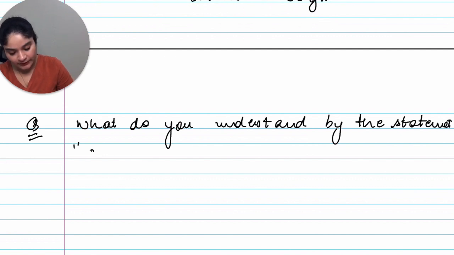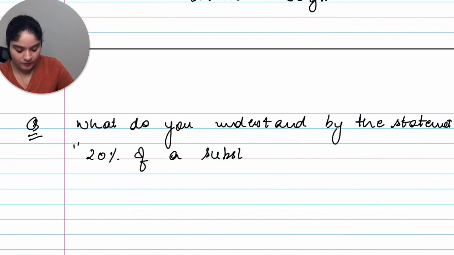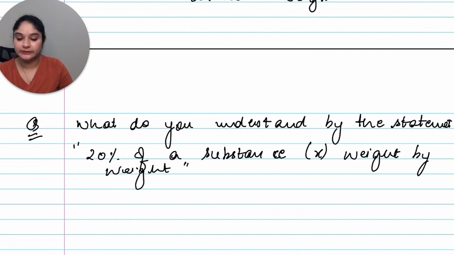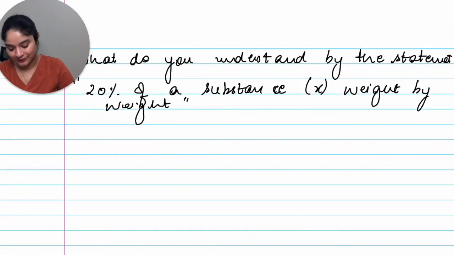And the statement given to you is, let's say, 20% of a substance X weight by weight. So how will you write the statement? For now you understand the statement that you have 20 grams of the solute divided by 100 grams of the solution. But how will you write this in the exam? So this is exactly how you will write it in the exam. Let me write the answer for you.